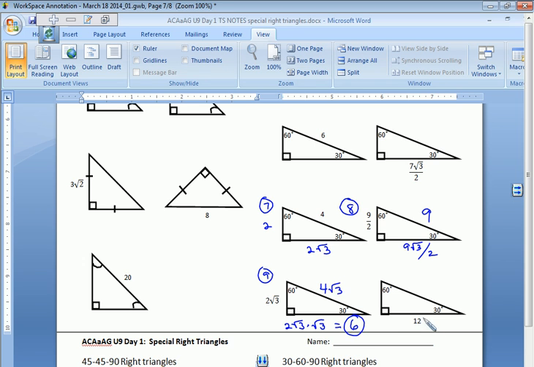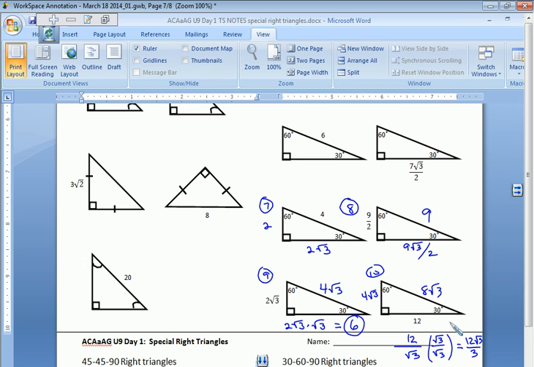Okay. Last one. This time they gave us the long leg. So you have to divide by the square root of 3. So what'd you get, Matt? 4 roots of 3. Good. 4 roots of 3. So this is 8 roots of 3. So when you take 12 and divide by the square root of 3, we have to rationalize. Square root of 3 over square root of 3, which is 12 roots of 3 over 3, which is 4 roots of 3.